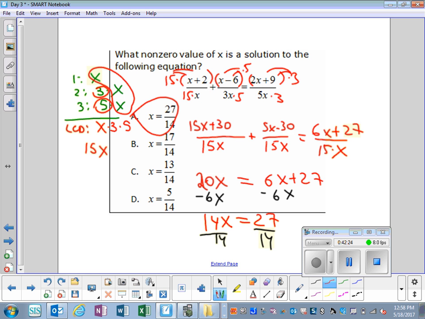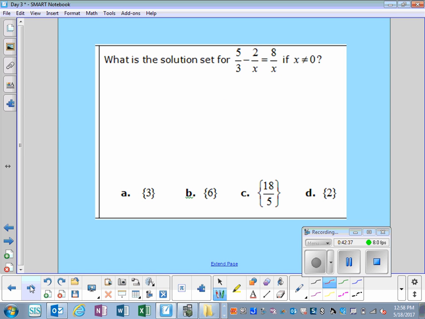Questions? Let's not do the last one. It seems pretty easy, right? What is my LCD for the last one? 3x, right? So I'll have to multiply the first fraction by x and the two others by 3 and 3. Do we need to do this? No.